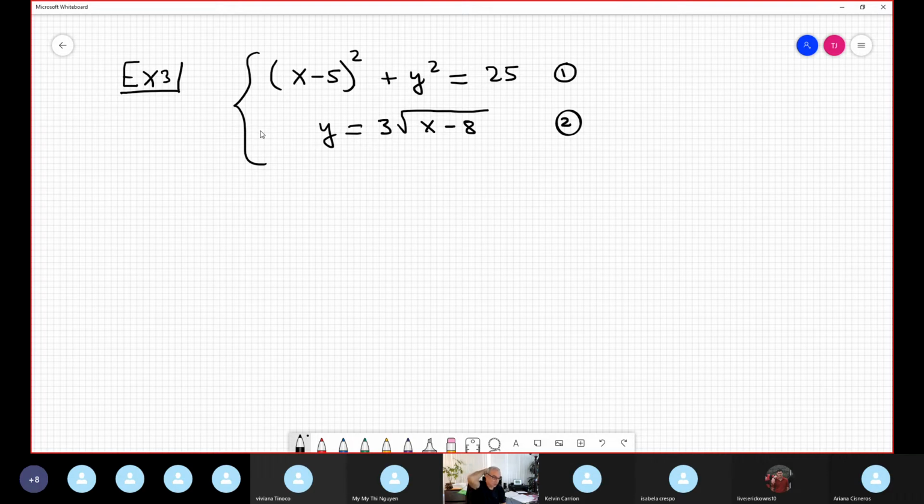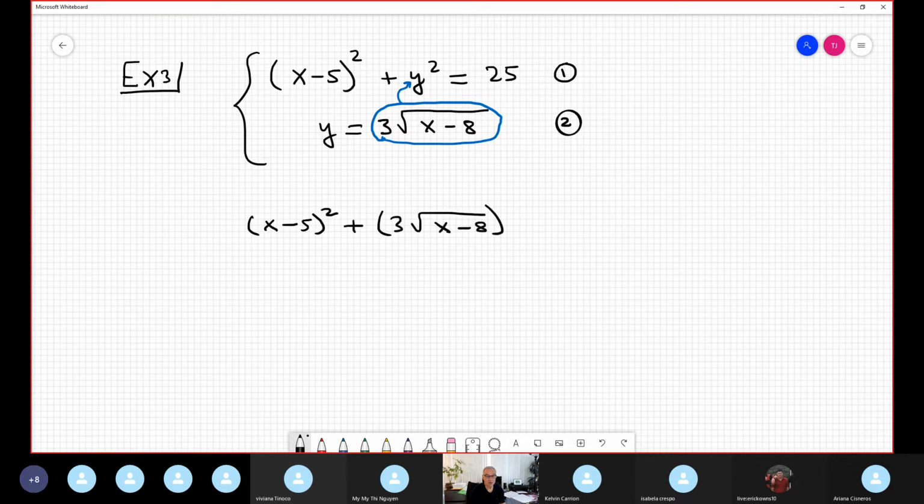Now I take advantage that y is isolated in the second equation. So substitution, right now, here, in the y place. So we have x minus 5 squared plus the square root of 3 times x minus 8, squared, equal to 25.